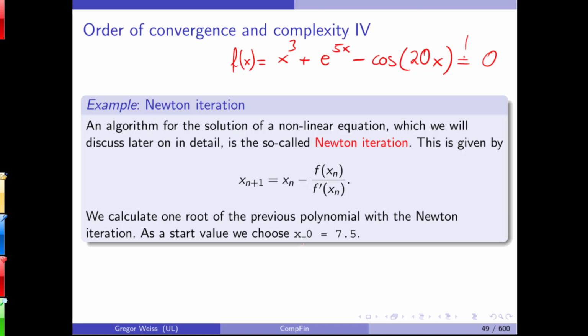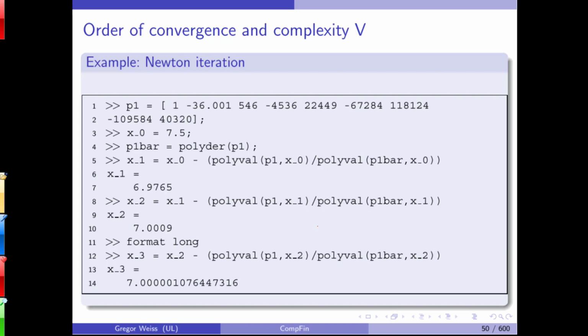And we'll do this by, say, starting at 7.5. And we're trying to solve for our polynomial. Not a very fancy nonlinear function, but still it's a nonlinear function. Okay, this looks a little bit weird in MATLAB. We'll first need the polynomial P1. Again, with a slight disturbance in the second coefficient. x0 is 7.5. P1 bar is polyder.